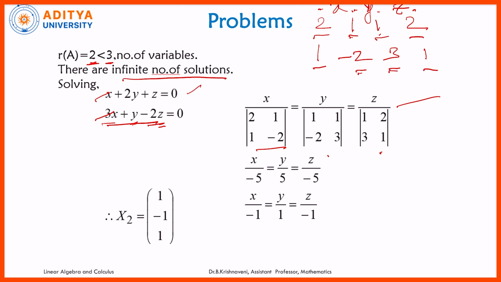So, I am calculating, this becomes x by minus 5, y by 5, is equal to z by minus 5, which further can be written as x by minus 1 is equal to y by 1 is equal to z by minus 1. So, therefore, the eigenvector is x2 is equal to (1, minus 1, 1).